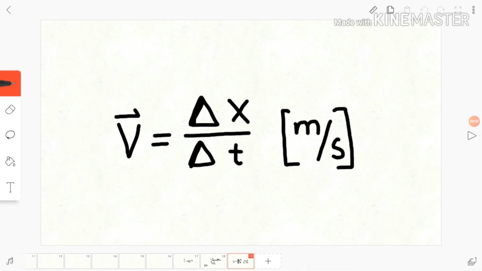Now that we know about displacement, we can talk about velocity. This is how you represent velocity: the v with the arrow above it. To get the velocity, we have the displacement, which is delta x, or the change in position, over delta t, which is the change in time. And you always represent it in meters per second, preferably.